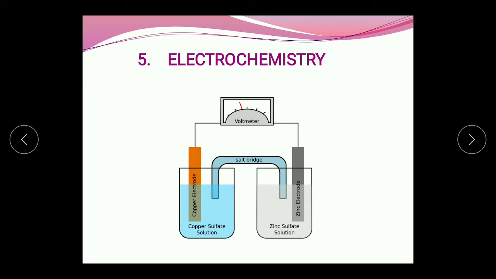And the salt bridge functions as it prevents mixing of two solutions, it provides an electrical contact between two solutions, and hence it maintains electrical neutrality. Now, let us begin with today's session.